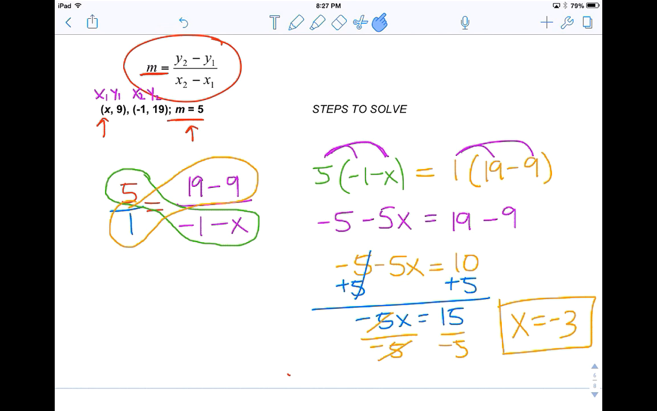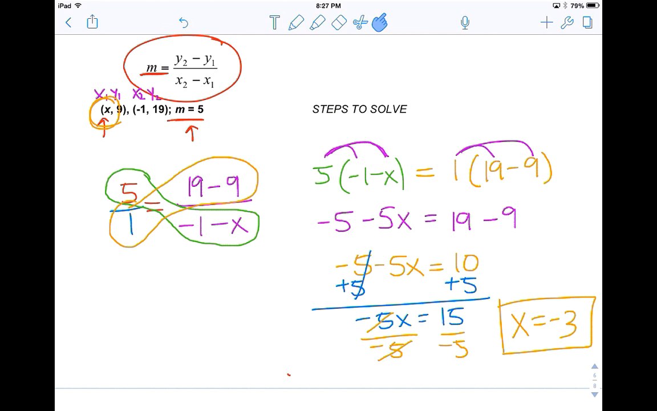Okay, so only when we are missing one of our coordinates in the points they give us, that's when we're going to cross multiply. No other time, okay? Only when we have to solve for one of the missing coordinates like we have here in our point. And again, when we cross multiply, we're multiplying diagonally across that equal sign. Okay?